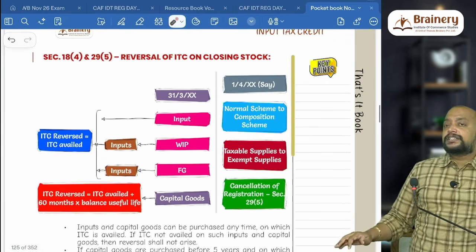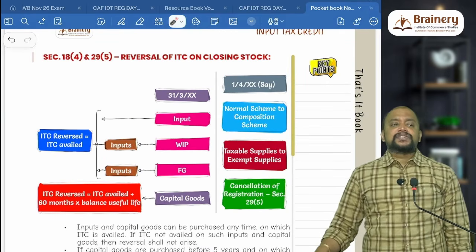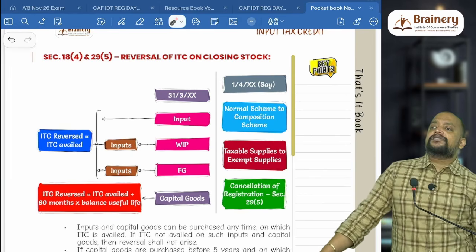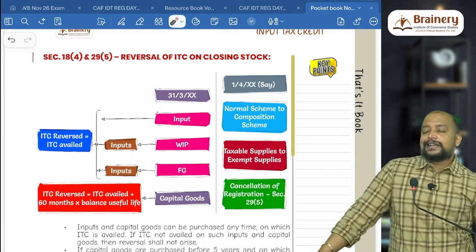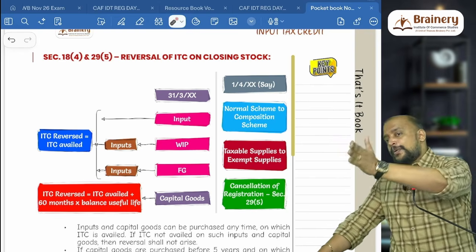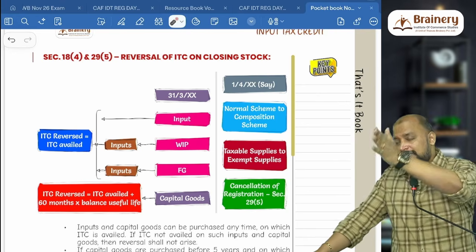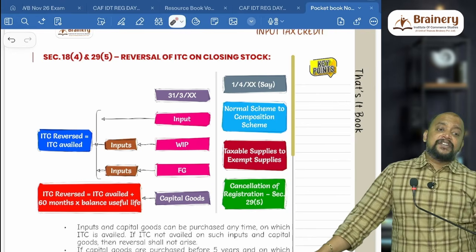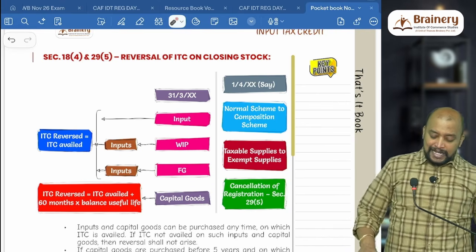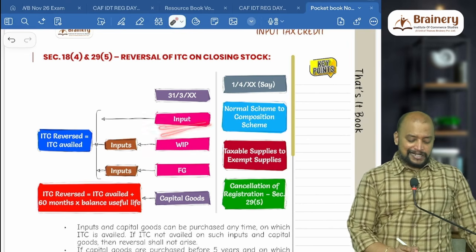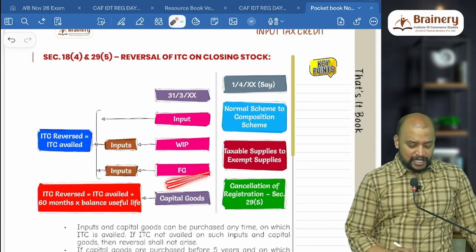Then section 18(4) and 29(5) deal with reversal of ITC on closing stock. 18(4) is the opposite of 18(1)(c) and (d), that is, normal scheme to composition scheme, and taxable supplies to exempted supplies, and 29(5) is cancellation of registration. In these cases we need to reverse the ITC on inputs as such, inputs in WIP, and inputs in FG.